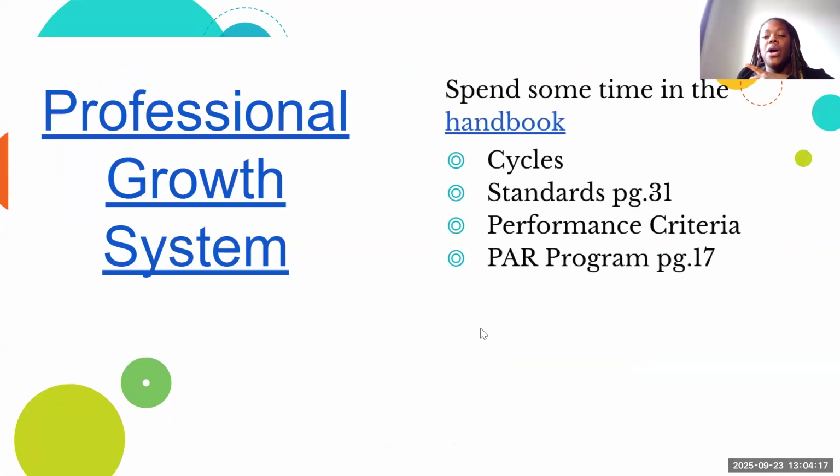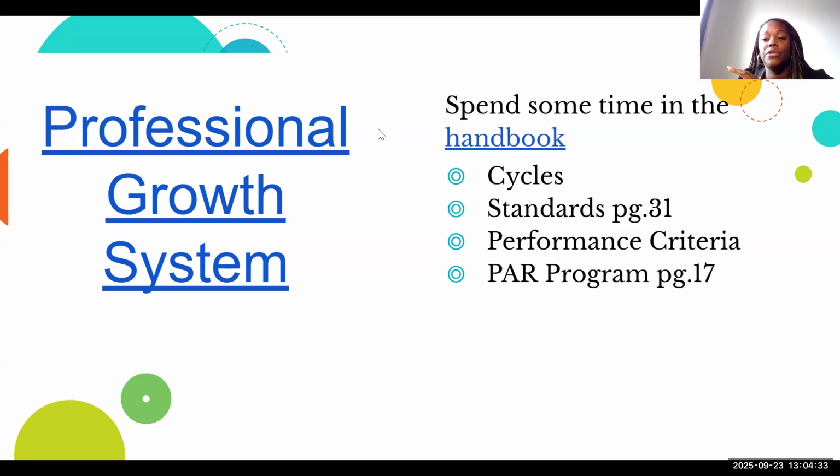I wanted to give you 2 links. The first link is the professional growth system, and that is for everyone, SEIU and MCEA, and it really shares a lot of different information around how our school system likes to observe teaching and learning. One of the things that has been helpful is if you take some time and look through the teacher handbook, it explains the different cycles.